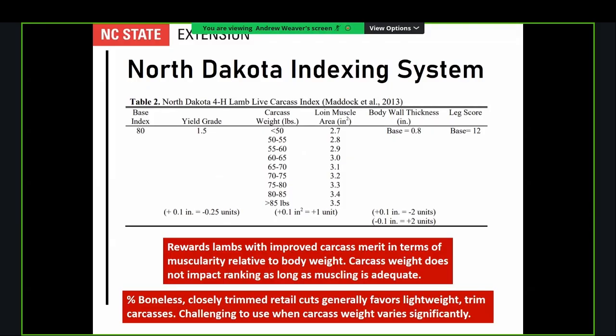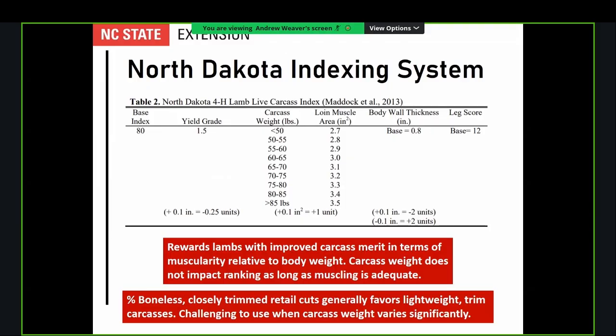So the North Dakota system uses an indexing system. It starts off with a base value of 80. It takes into account the yield grade, so a baseline yield grade of 1.5, and then for each additional 0.1 up or down on yield grade, it would be associated with a change in the indexing system of 0.25 units.